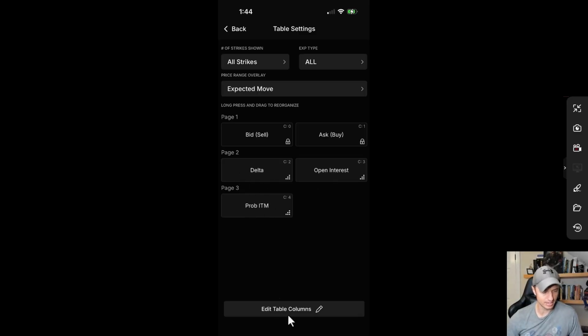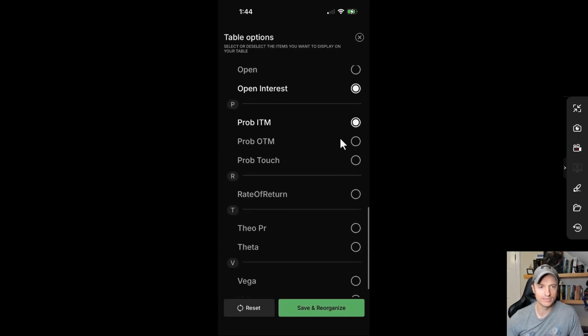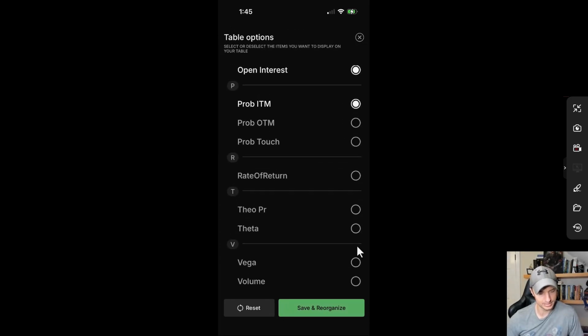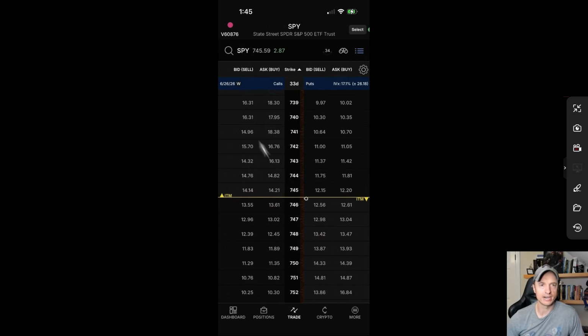Like I have delta, open interest, probability of in the money. You can tap on edit table columns as well and select other columns that might be relevant, like maybe you want to have theta in the mix as well. We'll go ahead and type that and save and reorganize. All right, so now we've got 3 pages of columns. Let's go back and take a look at our options chain.